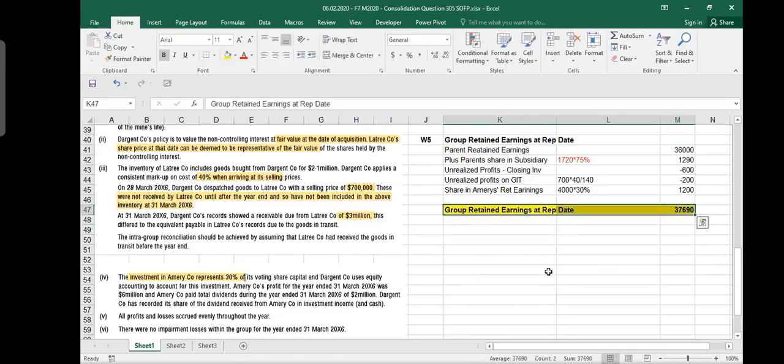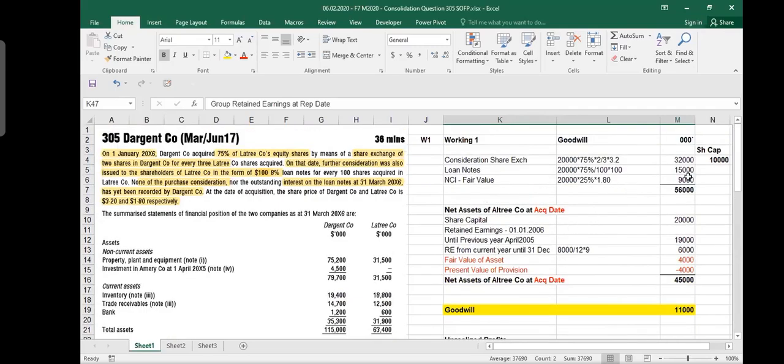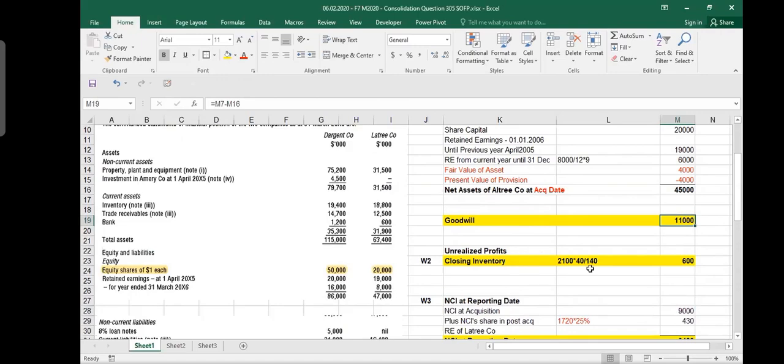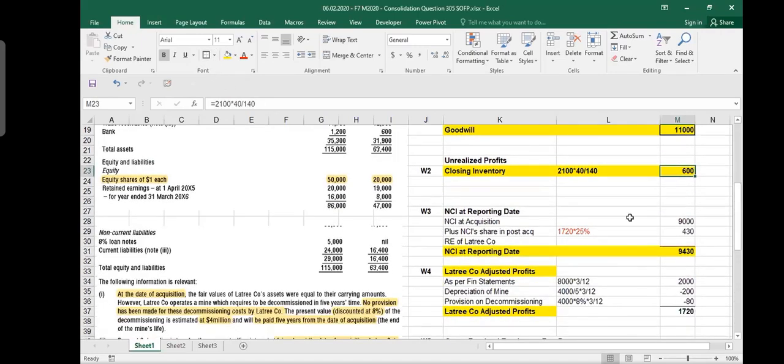So now, let's go back and recall what we did. We calculated our goodwill. It is done. Goodwill was 11,000. We use this number in our balance sheet. We need it. Then there is an unrealized profit of 600,000 on your closing inventory, but there is also an unrealized profit of 200,000. Then NCI at reporting date is 9,430. This we will use in the balance sheet.